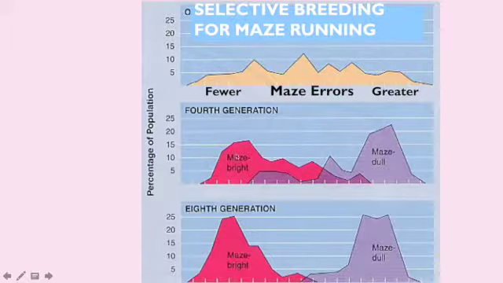So by 4 generations later, we called these maze bright rats. If you take the rats that make the greatest number of errors here and you breed them together, you would get these maze dull rats. By 8 generations, you can see these two distributions, these are the percentage of the population. You can see these maze bright animals are making very few errors. These maze dull animals tend to make many more errors.